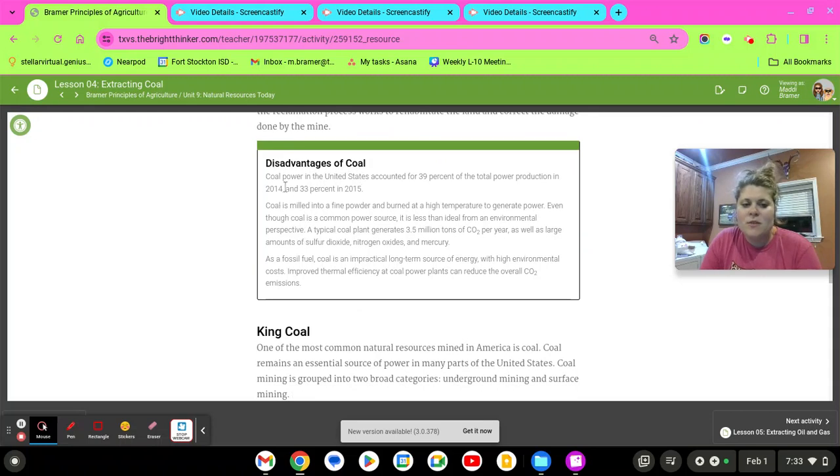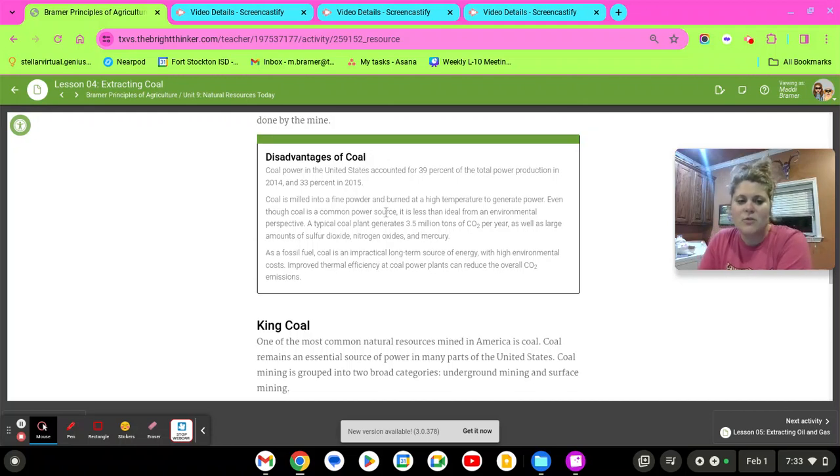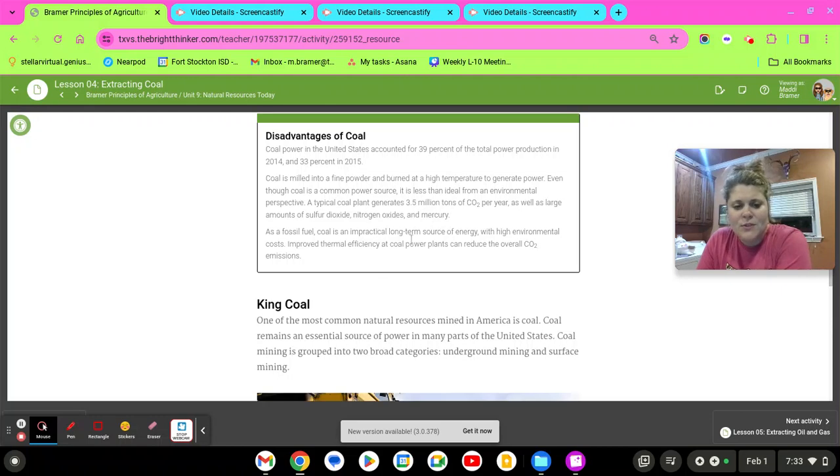So, some disadvantages of coal power in the U.S. It accounted for 39% of total power production in 2014, and 33% in 2015. Coal is milled into a fine powder and then burned at a high temperature for power. It's a common power source. It's less ideal from an environmental perspective because of the carbon dioxide that it's going to release into the atmosphere. As a fossil fuel, coal is an impractical long-term source of energy with higher environmental cost.